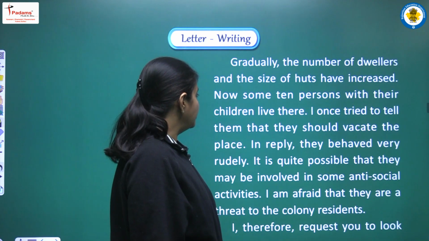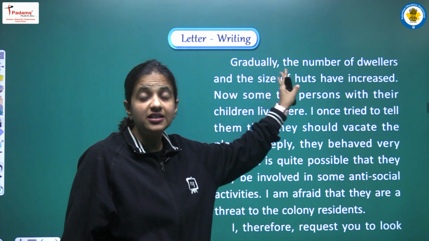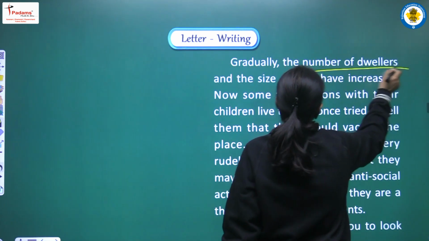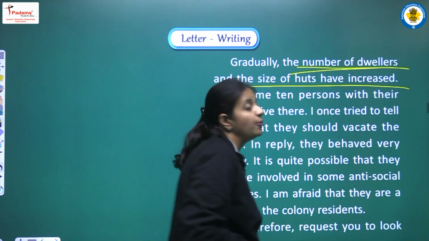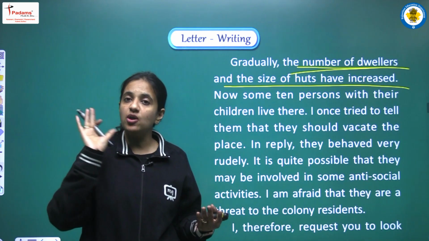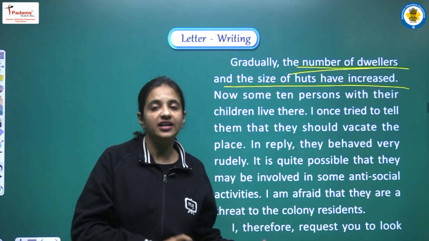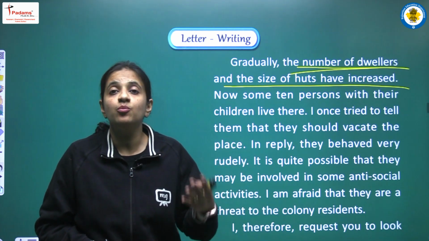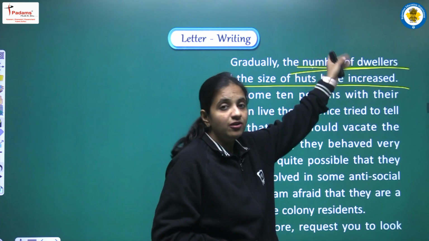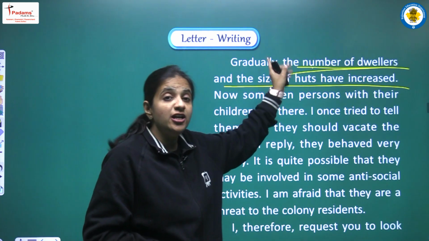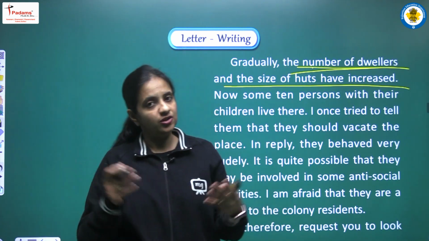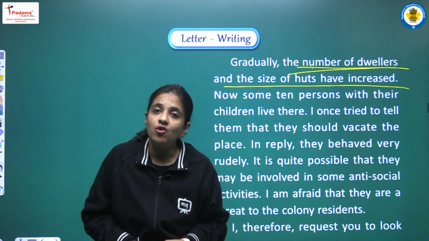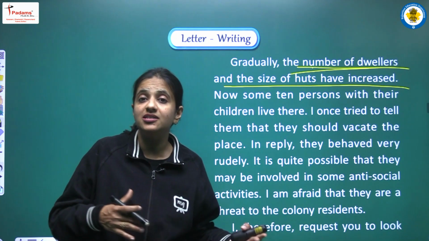Gradually, the number of dwellers and the size of huts have increased, but the real problem started when, slowly, the number of dwellers and the size of huts increased. It means in the beginning there was only one person and he made only one hut in a desolate corner, but gradually there were other people also. He invited some more people. So the number of people and the size of huts also increased. Now there was not only one person, but so many people who started to live there, and obviously they were having so many huts there.